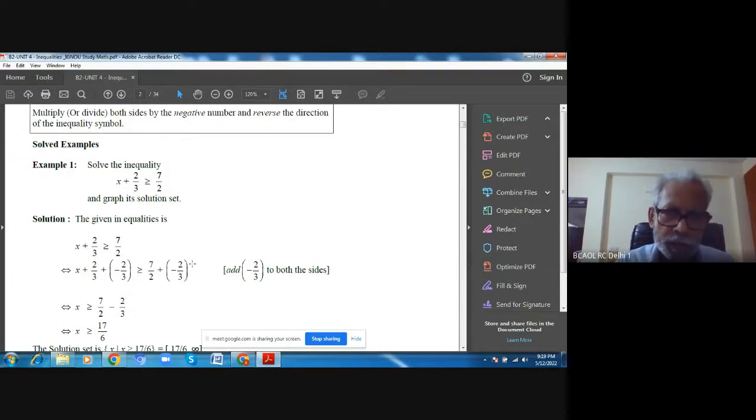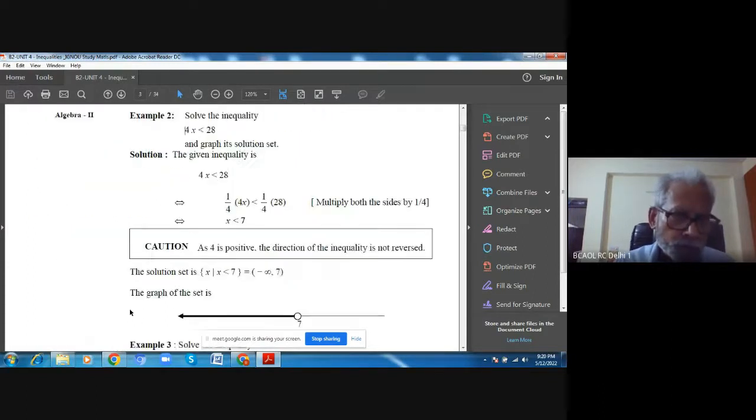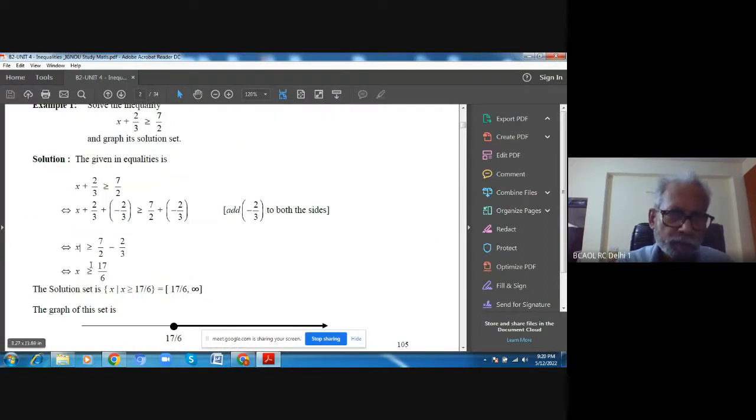Simply you have to add minus 2 by 3 here, on both the sides. Whatever is missing, you just add it, and you can also cancel it. The same thing will happen. So if you calculate the solution, then x is greater than or equal to, finally, 17 by 6 is coming.